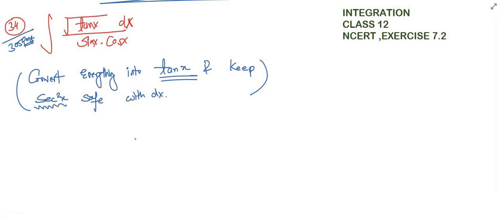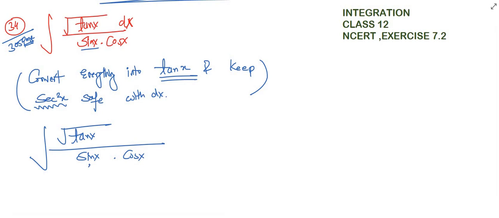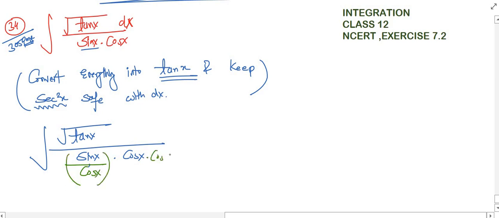Okay, so let's try. So this is already tan x. This is sin x into cos x. This sine first I will convert into tan. So can I divide by cos? And here I will multiply to convert this, correct? So this will become root of tan x by tan x. बन गया.